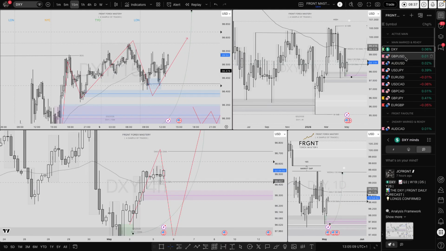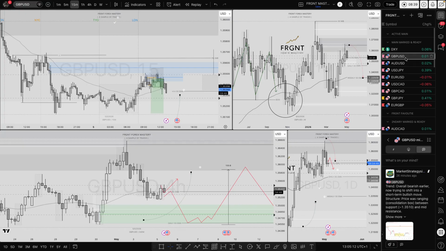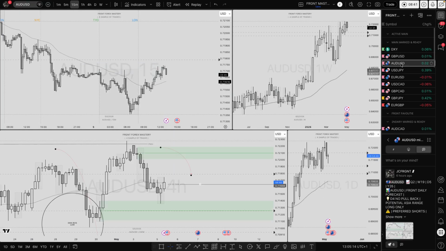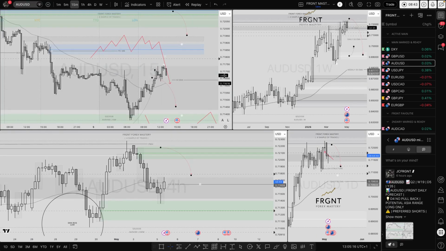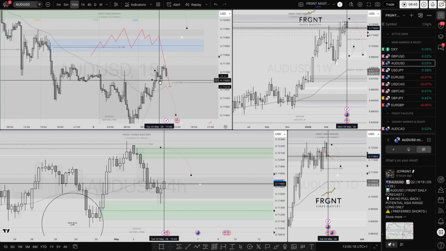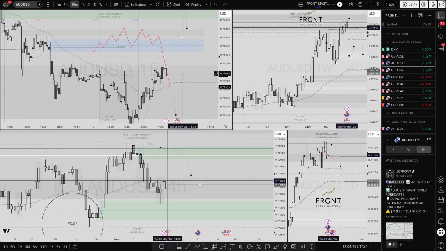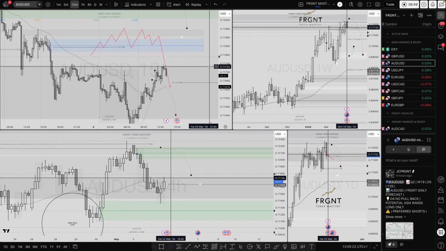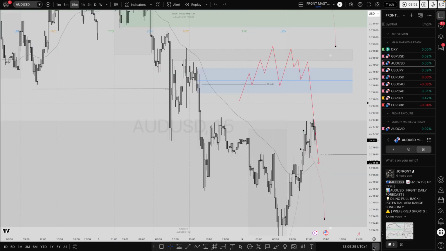So that's the DXY. That's GU that I'm currently in at the moment, and AUD/USD. I had a very good question in the community. Would I be looking to take AUD/USD in terms of short using an Asia range criteria? Very, very, very good question.